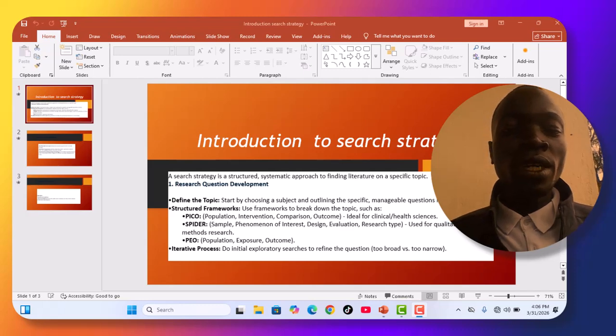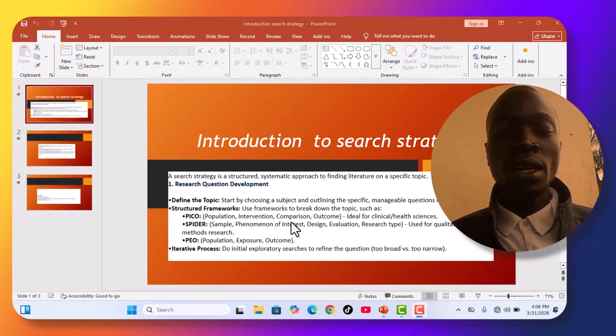Next are structured frameworks. Use frameworks to break down the topic, such as PICO. This is population, intervention, comparison, outcome. Ideal for clinical health sciences. This one is mostly used when you are in the clinical field, or you are dealing with the health of someone. You can be brief and it will easily be understood by the computer.